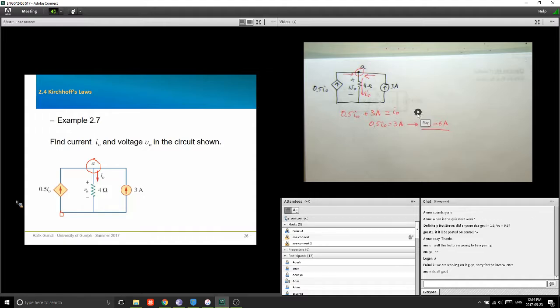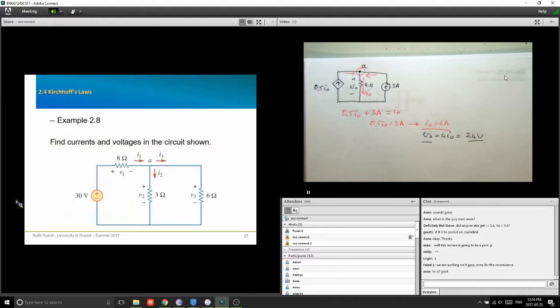Okay, and this is how you get the voltage V naught. Any questions? Okay, here's one more example. Find currents and voltages in the circuit shown.